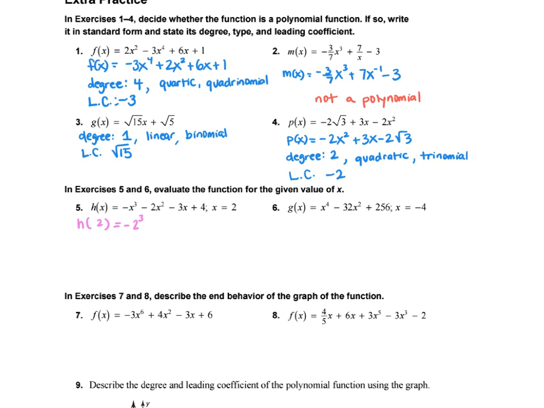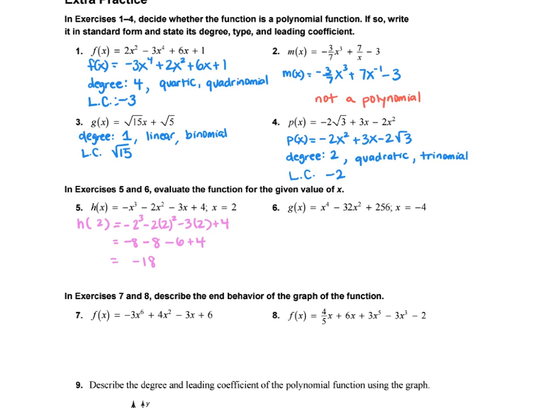So substitute in a positive 2. And then follow order of operations to evaluate. 2 to the third power is 8. The negative in front of it makes it a negative 8. 2 to the second power is 4 times negative 2 is negative 8. 3 times 2 is 6 plus 4. And then if we just combine all these numbers from left to right, we are going to get negative 18.